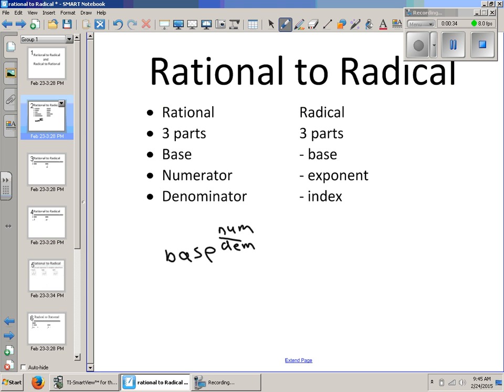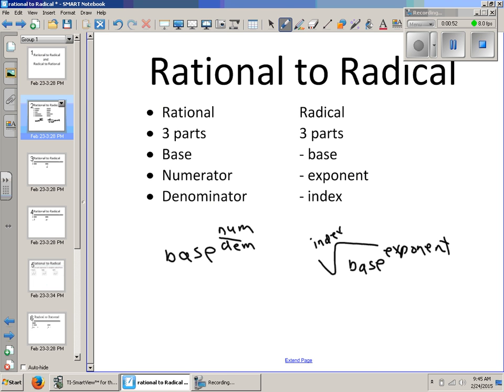And then the radical has three parts. Has the index, has a base, and then we just have an exponent. And this exponent's going to be a whole number.